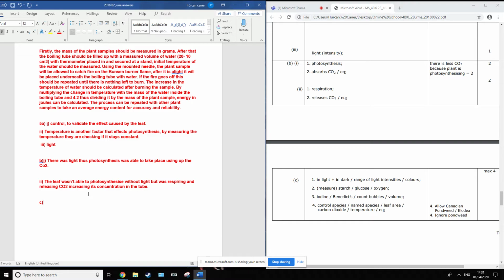Okay. Part C suggests a different method that the student could use to show that light affects photosynthesis in leaves. So now you're going to mention starch if you want, or you can mention the experiment we did. Remember the experiment we did with the Elodea? The bubbles you can see.